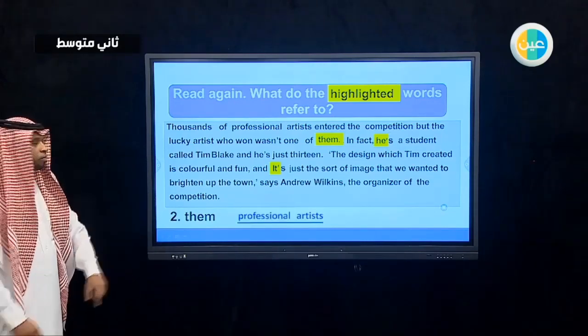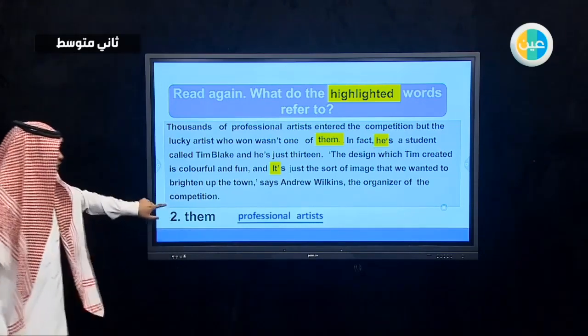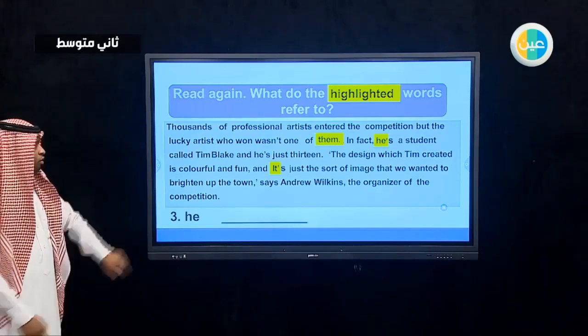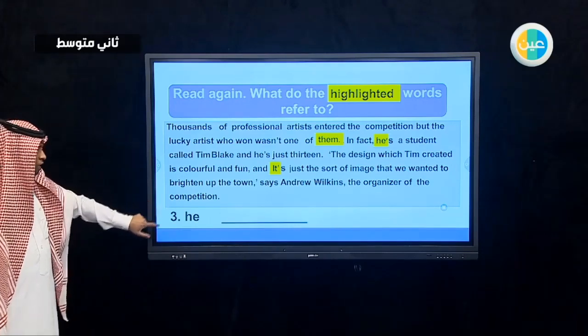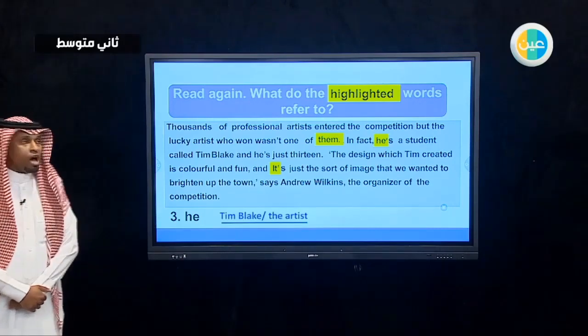Excellent. Good. Professional artist. Now, let's move to the word he. What do you think about the word he? What does it refer to? Outstanding. It refers to Tim Blake, or we can say it refers to the artist.